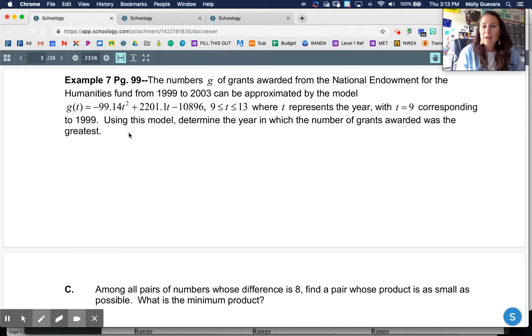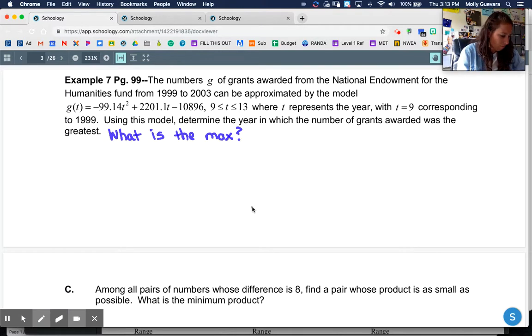So I want to find the maximum, but I only want to find the maximum between 9 and 13. I don't care about 8, 7, 6, 5, 4, right? Or 14, 15, 16, 17. I only want the maximum between 9 and 13. So we're going to have to adjust our window here. Okay, so really the question is, what is the maximum?